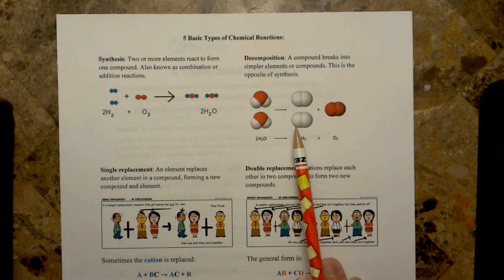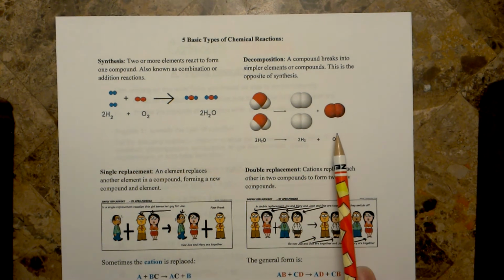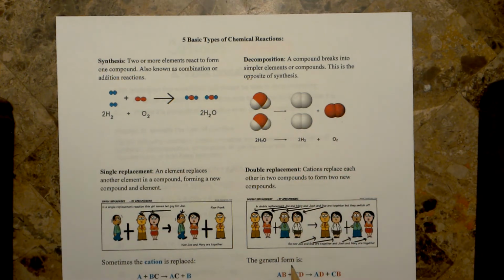Decomposition is the opposite of that, when you're taking compounds and you're breaking them up into their elemental forms, or in a case of polyatomic compounds like carbonates and chlorates, you're going to break them up into simpler compounds and elements, not always down to the basic elements.